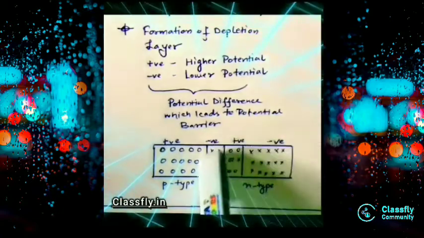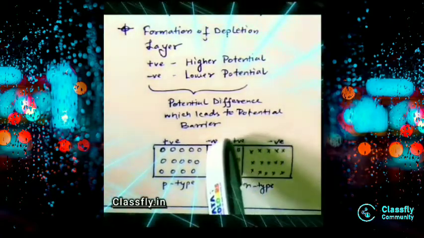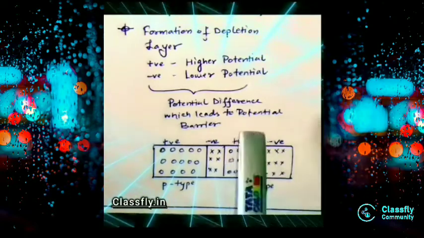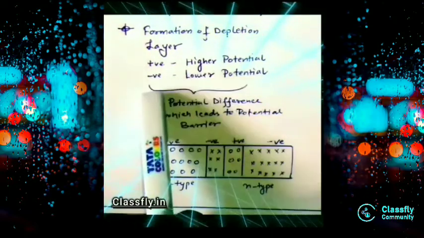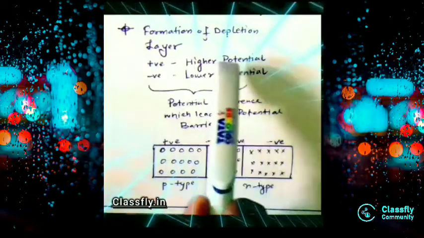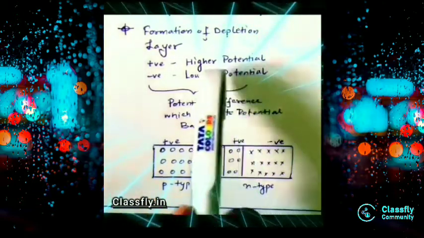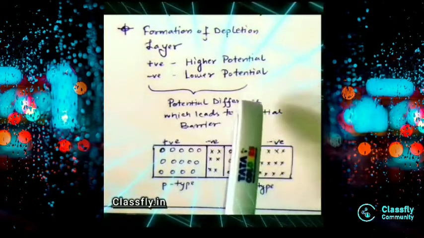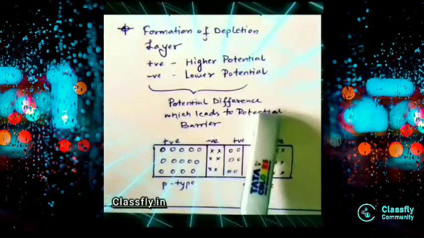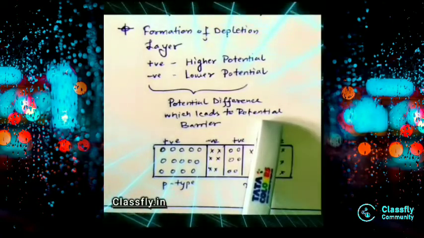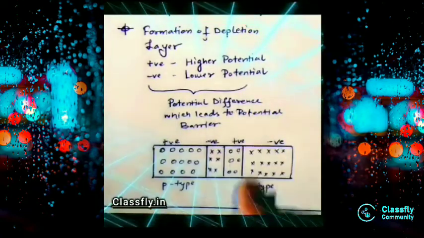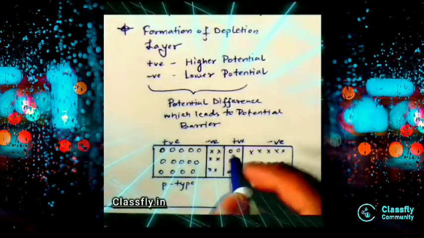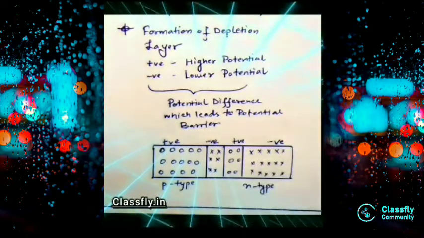So this part is the depletion layer, and we know that positive is a higher potential and negative is a lower potential. This is the formation of the depletion layer and the potential difference, which leads us to the potential barrier. So we come to the end of the formation of the depletion layer, and this portion is known as the depletion layer. Now we will have to know what a p-n junction diode is.